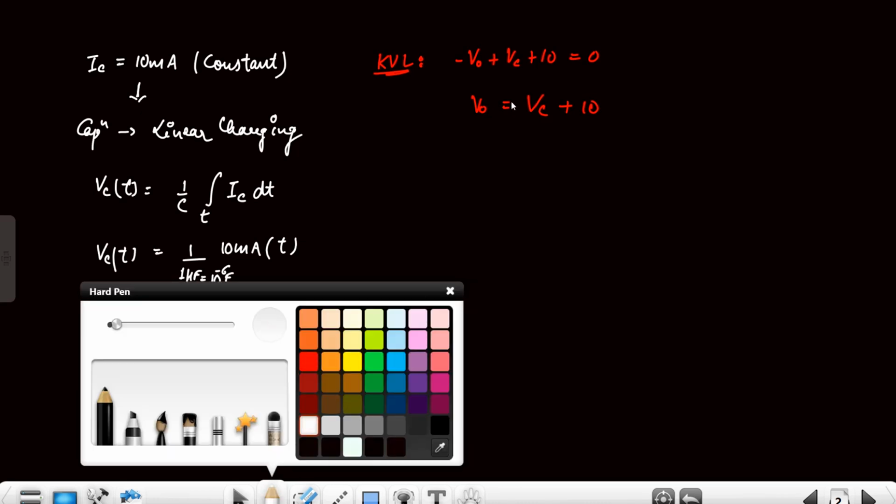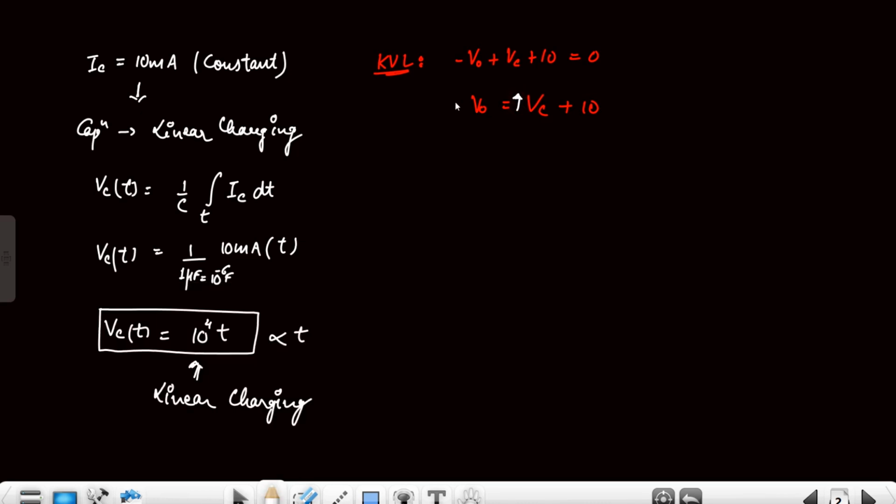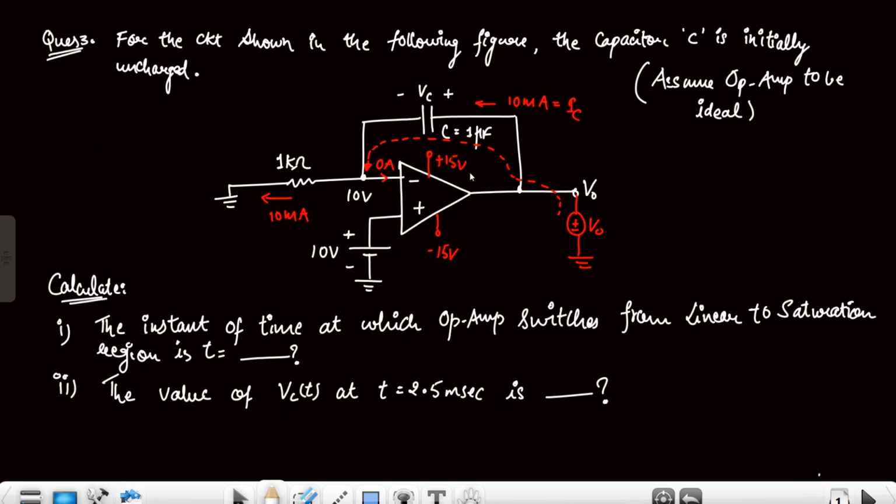As the capacitor voltage is increasing due to the linear charging, the output voltage is also increasing. So when this output voltage reaches the saturation voltage, that is 15 volt, the op-amp will enter into the saturation region, because this is the concept: whenever the op-amp output tries to exceed the saturation value, the op-amp comes into the saturation region and the output voltage is simply equal to 15 volt. So at that time instant, the op-amp will switch from linear region to saturation region, and that time instant we have to calculate here.